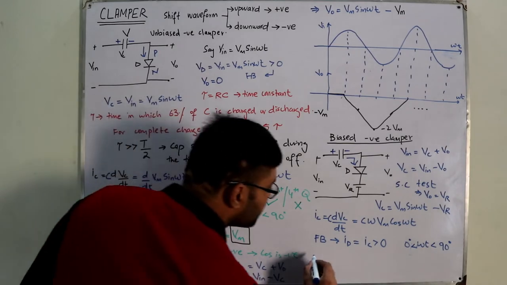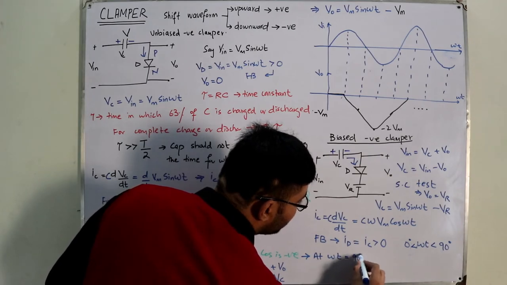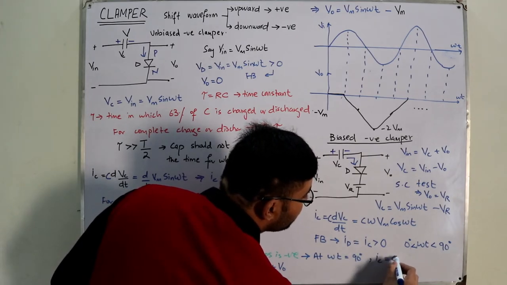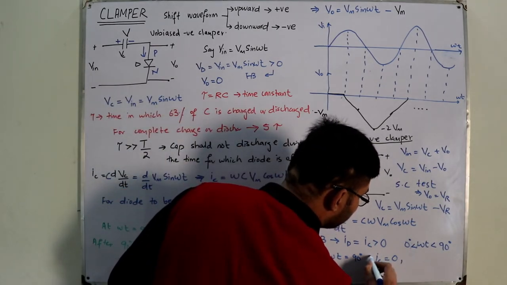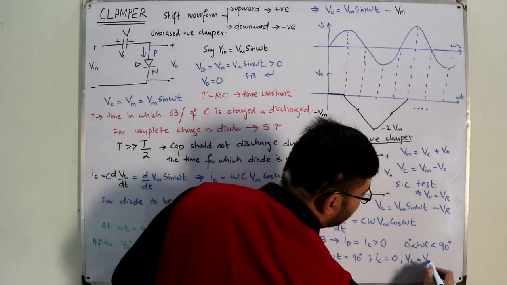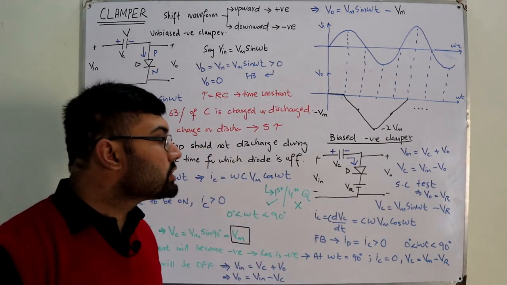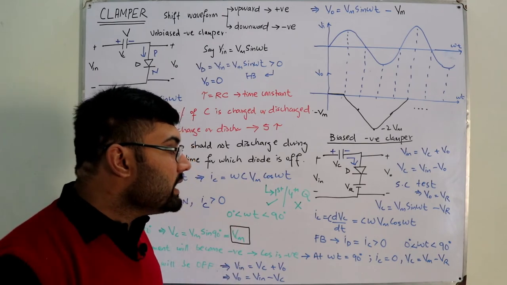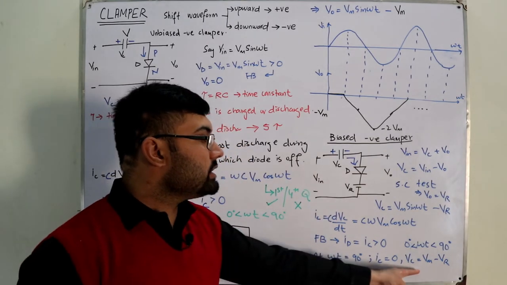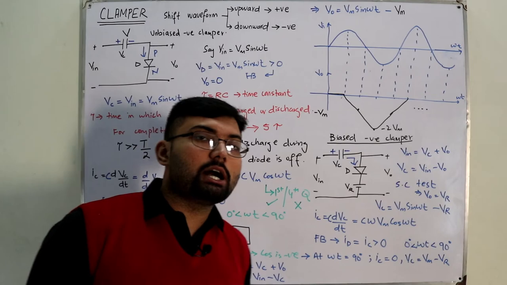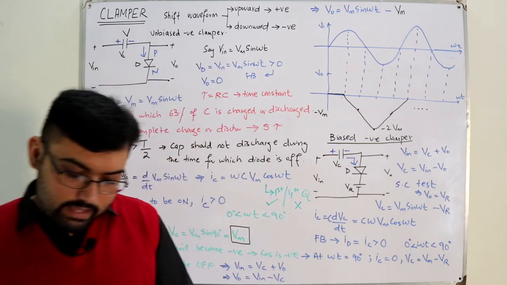At omega t equal to 90 degrees, what would happen? IC would be zero. And VC would be Vm minus VR, because the sine of 90 is 1. So what happened is Vm minus VR, this has built up a potential, this has been charged in this cycle to this value, right? Now in the next cycle it would discharge, but we had taken the time interval so long that it would not discharge in that time.